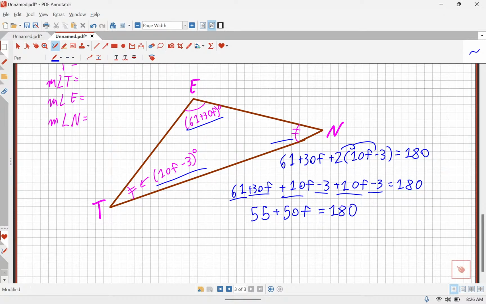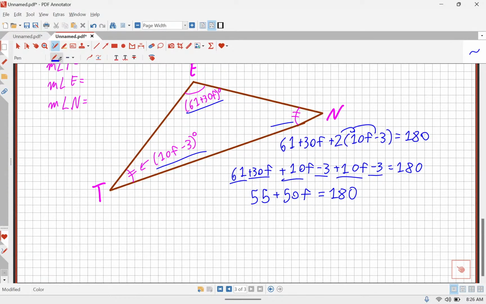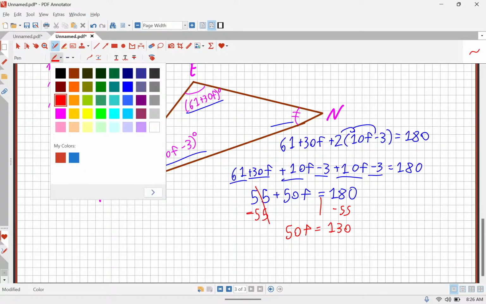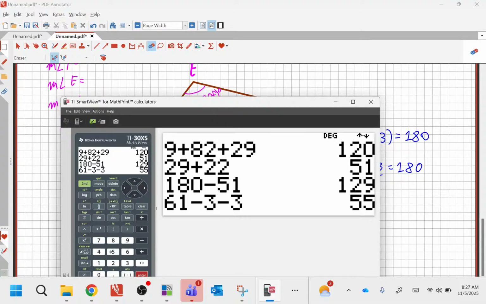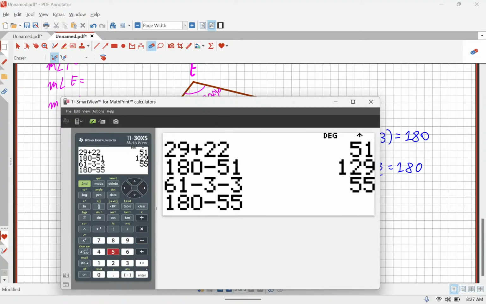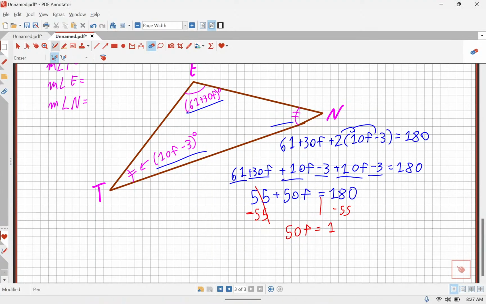That's a two-step equation. Adele, how do we handle that two-step equation? That gives me 50f equals 130, I want to say. And then what am I? Oh, no, 125? I'm just going to put it in my calculator, guys. I'm making mistakes. 180 minus 55, 125. There we go. Just to be sure. Sorry about that. Keep it going, Adele. What's the next step?